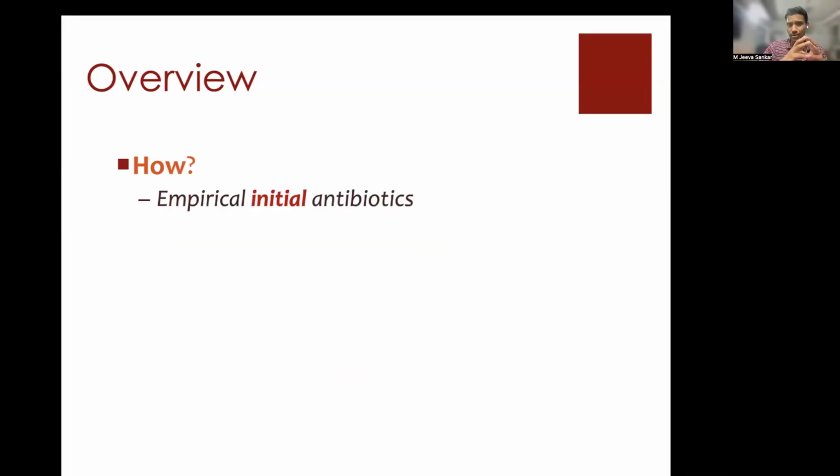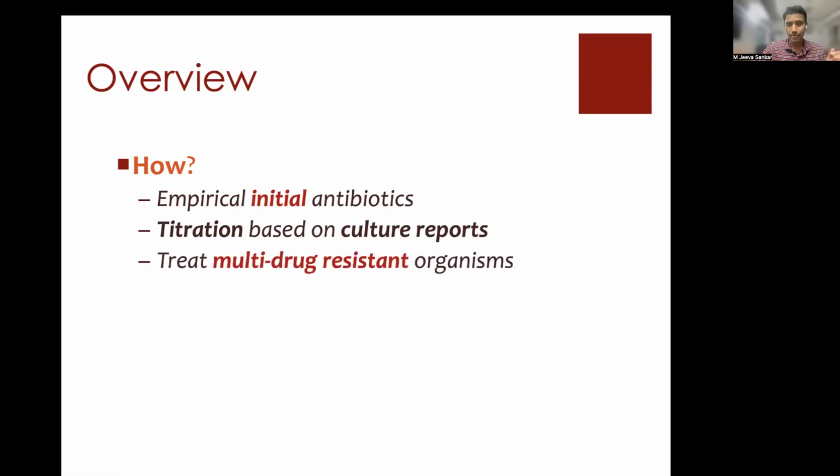For how, I'll talk about how to decide an empirical initial antibiotic policy. Because when you suspect a baby to have sepsis, you do not know which organism that baby is going to grow. The culture report might come after 48 hours, 72 hours, and in some units after 7 days. You cannot wait 7 days to start antibiotics, so that is the empirical, initial antibiotics. Then once you get the culture reports, you can titrate based on what bug you got. So if gram negative, then you can stop vancomycin, for example. That is how to titrate the treatment.